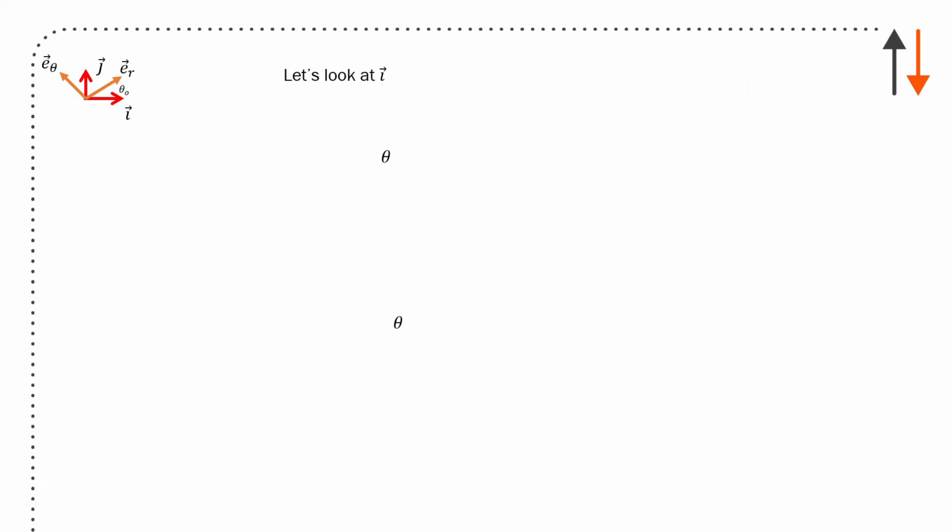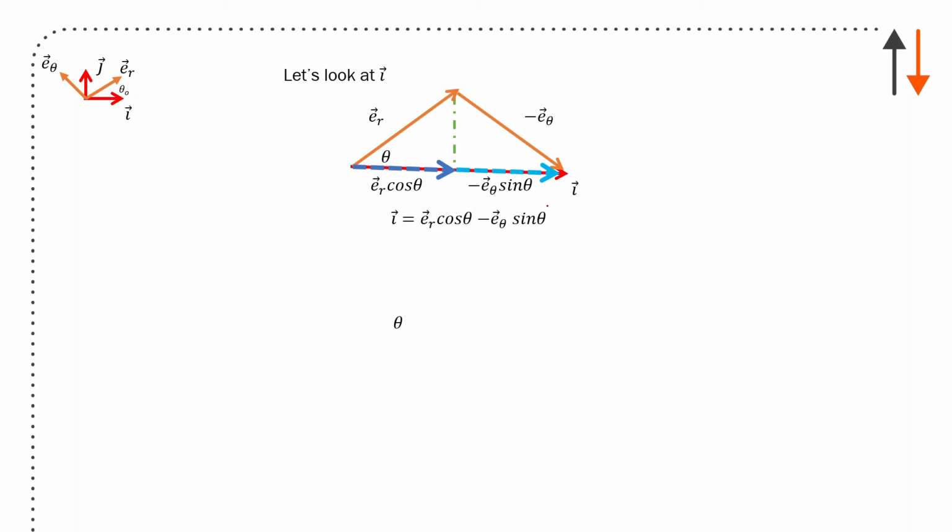So let's look at the i vector. The i vector is going to be made up of an e_r and a minus e theta, and that's a theta here. And so it's e_r cos theta, and it's minus e theta sine theta. Now you'll notice that this is negative because the positive direction is going to be up and to the left. So in order for this vector to actually fill in the rest of the i vector, it has to be a negative value. So I end up with the i vector is e_r cos theta minus e theta sine theta.